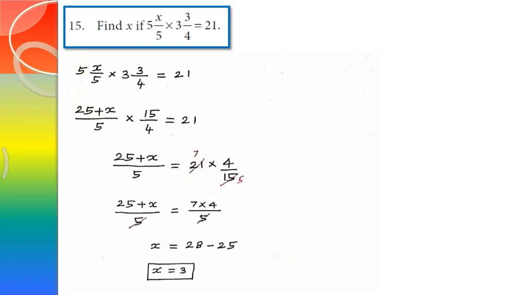Cancelling in the table, 7 times 3 is 21, and 15 gets 5 times. So left side (25 plus x) by 5 equals 7 into 4 by 5. Cancelling by 5 on both sides. So the answer is x equals 7 4s are 28 minus 25, moving to the other side, so minus 25. So x equals 28 minus 25. Subtracting the values, we get the answer x equals 3.